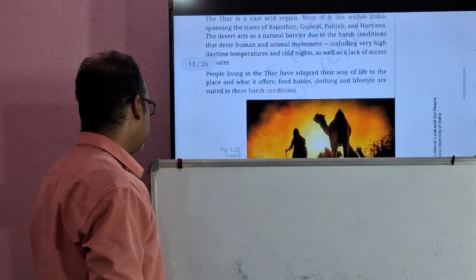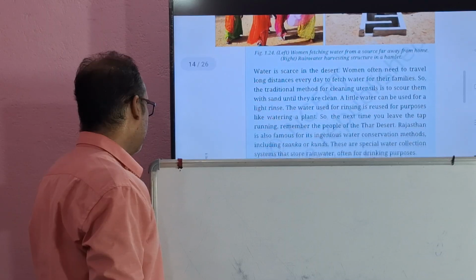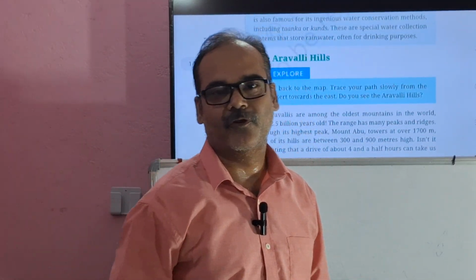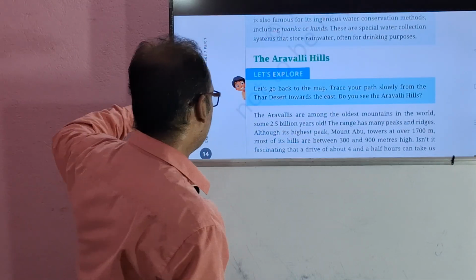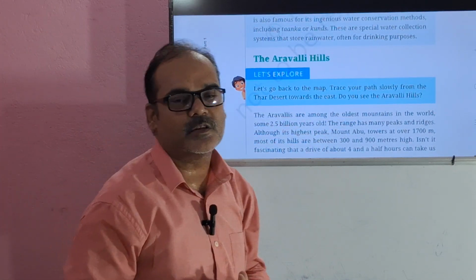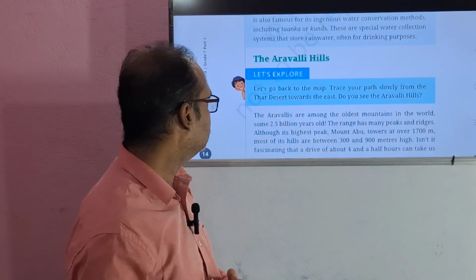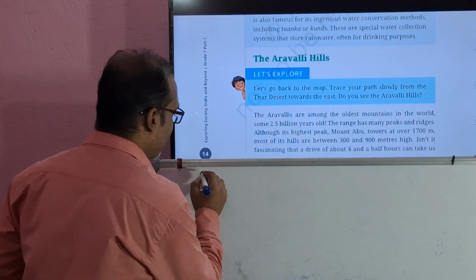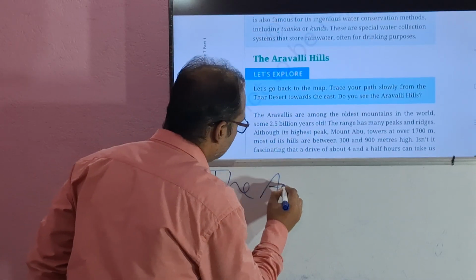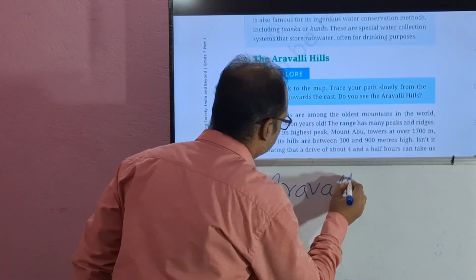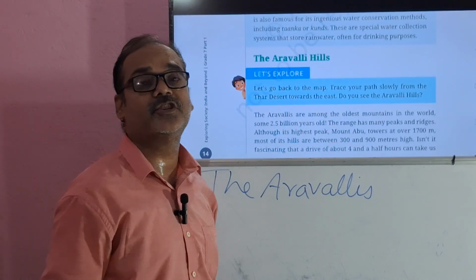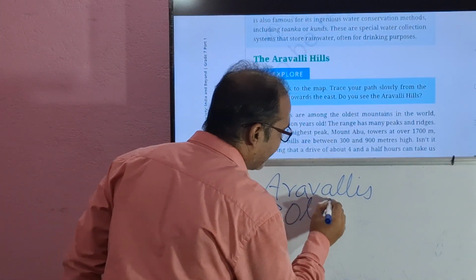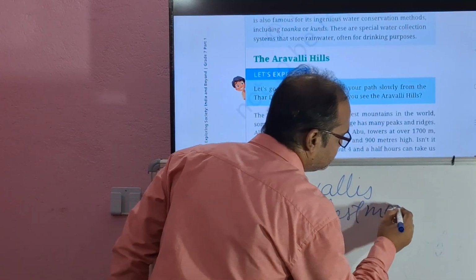Now today we are going to start the new topic, the Aravalli Hills. Very important. The Aravalli Hills are among the oldest mountains in the world, some 2.5 billion years old. The Aravallis. The oldest mountain, whenever it will be asked, these are the oldest mountains.